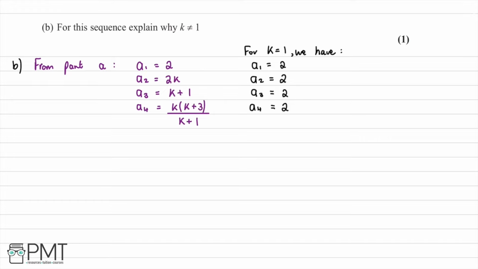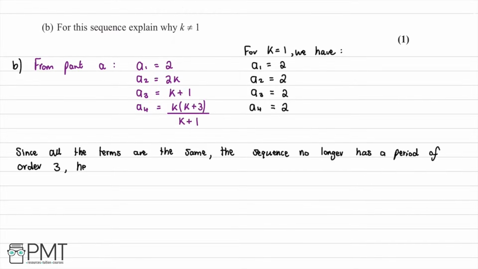So just writing this down, we'll say that since all the terms are the same, the sequence no longer has a period of order 3. And this means that k cannot equal 1 for this sequence. This question was worth 1 mark, and we received our 1 mark here when we stated the conclusion that all terms were the same, and this is why for this sequence k cannot equal 1.